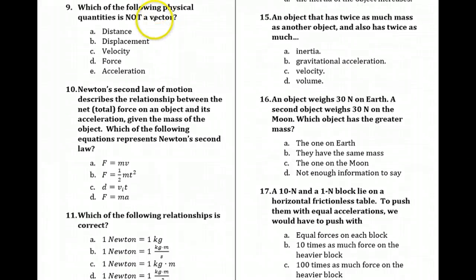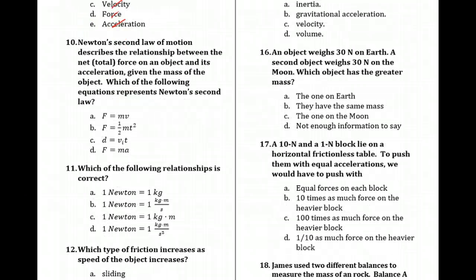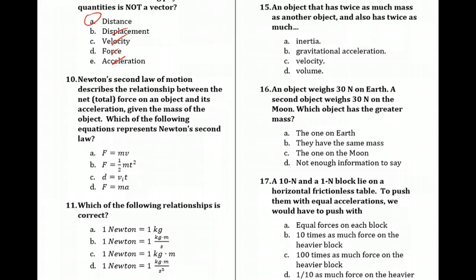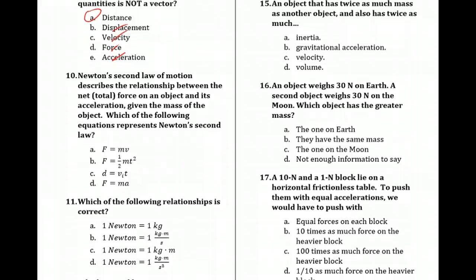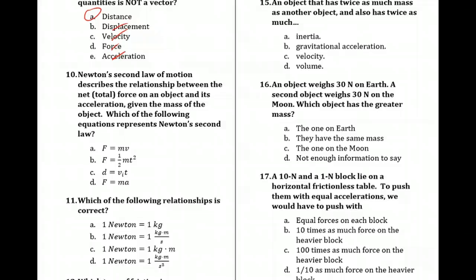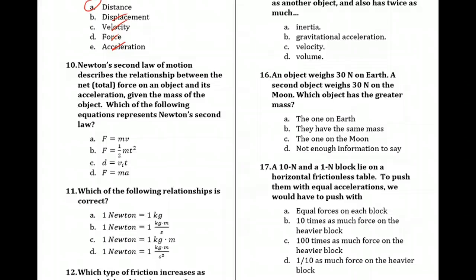Which of the following physical quantities is not a vector? The answer is distance. Displacement is a distance in a direction. Velocity is a speed with a direction. Force is the size of a push or pull in a direction. And acceleration is the rate of change of velocity in a given direction. If it's positive, you're essentially going forward. If it's negative, you're going backwards, or the rate of change is negative.